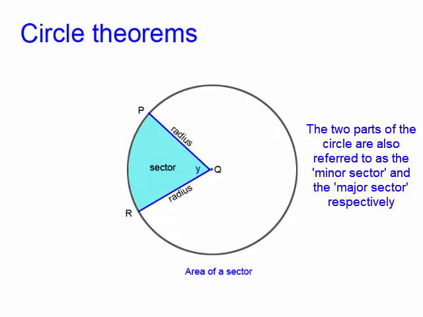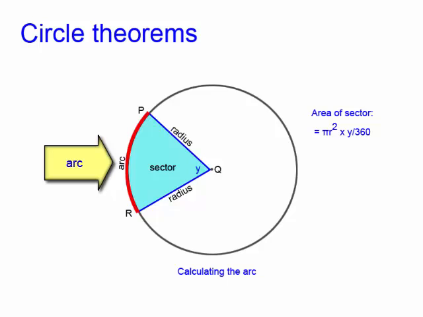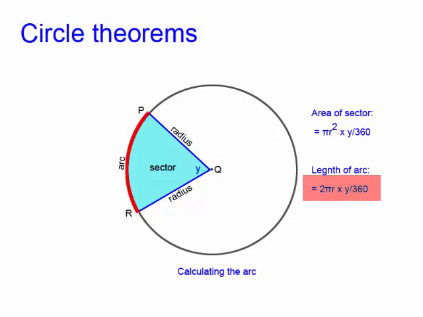The plural of radius is radii, and the area between two radii is known as a sector. The area of a sector is calculated by using the formula pi r squared multiplied by y divided by 360. The region where a sector touches the circumference is referred to as an arc, and the length of an arc is found by using the formula 2 pi r multiplied by y divided by 360. It is important you do not confuse these two formulae.